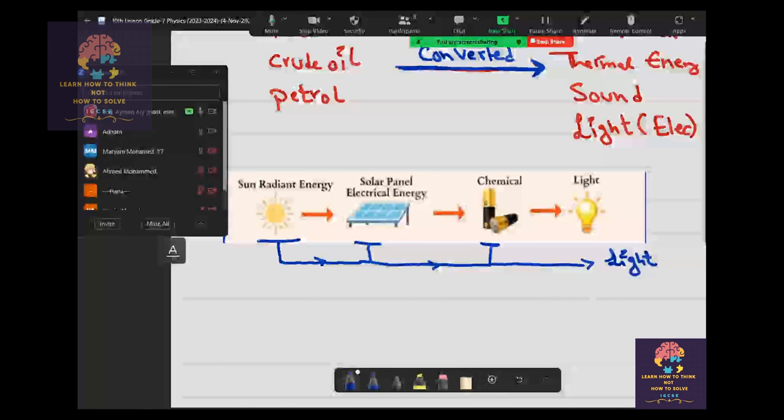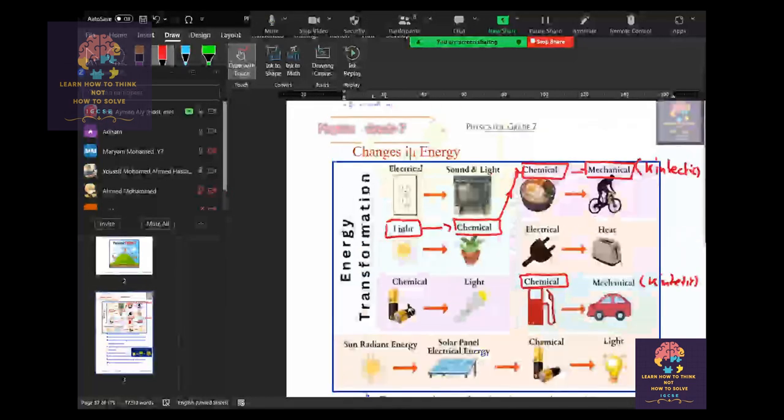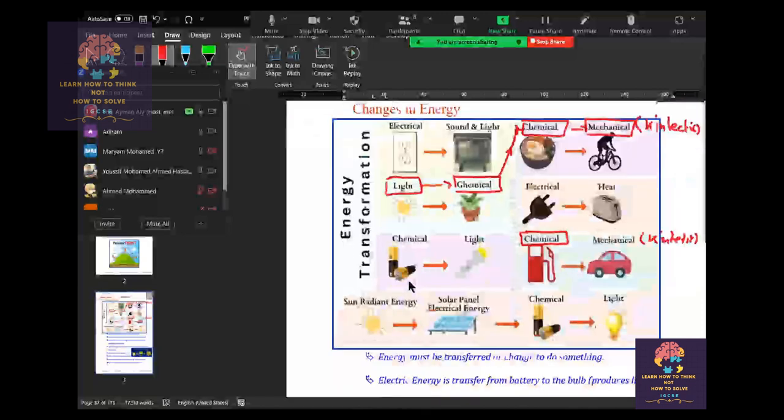Does anyone have any question? Yeah, Mr. I have a question. Go ahead, Yusuf, my dear, go ahead. My teacher in the school told me that the sun can make energy like this. Can we humans make energy? Can we create it?